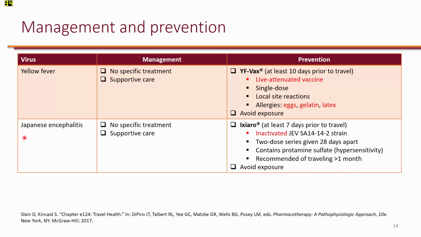Now, it's only recommended if someone is traveling to a Japanese encephalitis endemic region and they're planning to stay for at least 1 month. So if they are to stay for less than 1 month in that area, it's not recommended to use the vaccine.